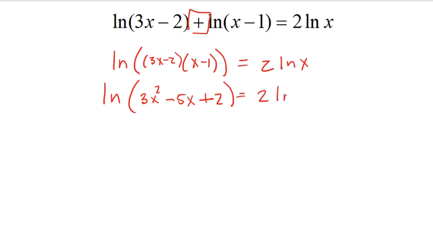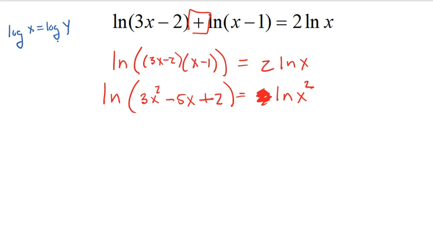Okay, things are looking great. Now, at this point, what can I do? Well, I could use the power rule on the right-hand side and bring the 2 up as a square. Now, at this point, I have a really cool rule. It's called the one-to-one rule. It says that the log of x equals the log of y implies that x equals y.